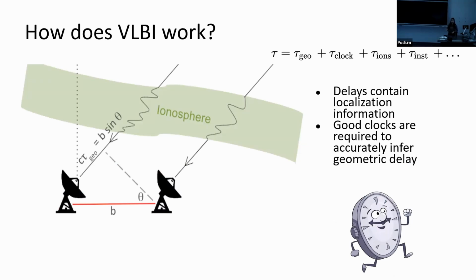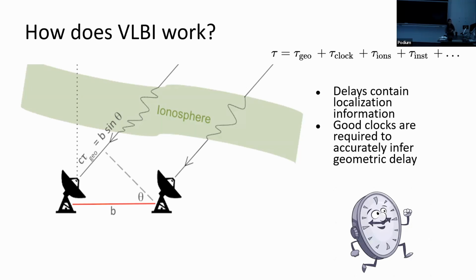So I'll quickly talk a little bit about how VLBI works. Essentially, you have two radio telescopes that are separated by some long baseline. The longer the baseline, the better your precision is. And the fact that they are separated causes a time delay that you can measure in your signals. And that delay tells you where the source is coming from.